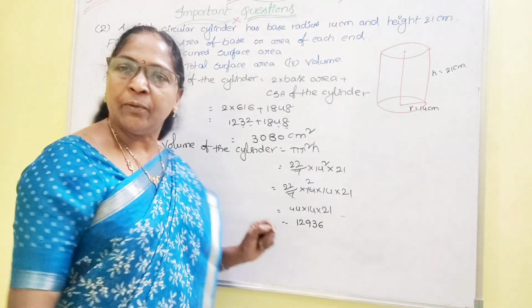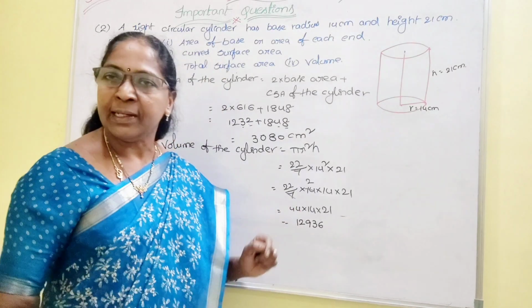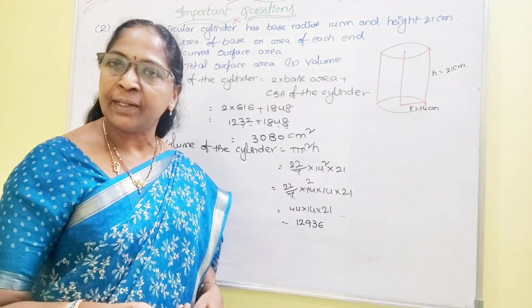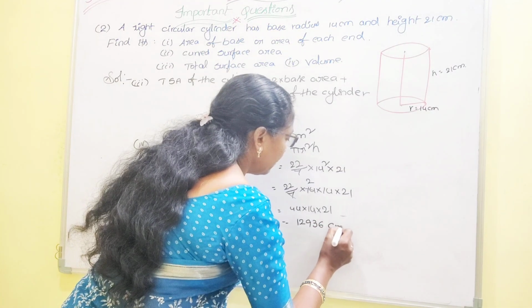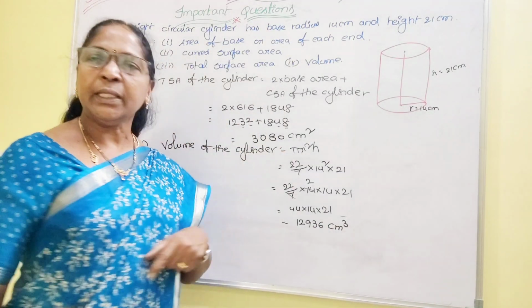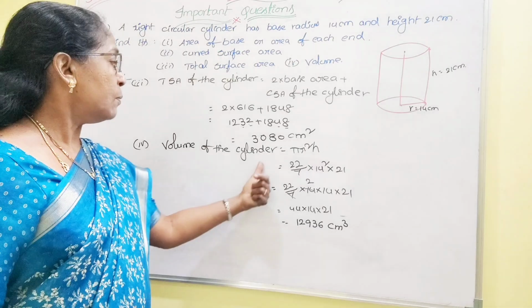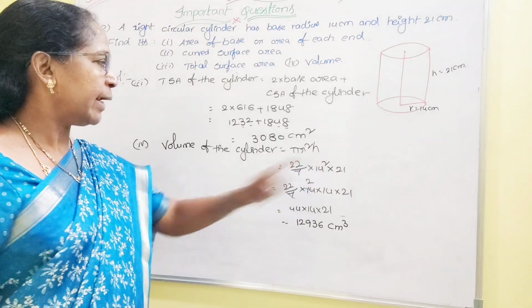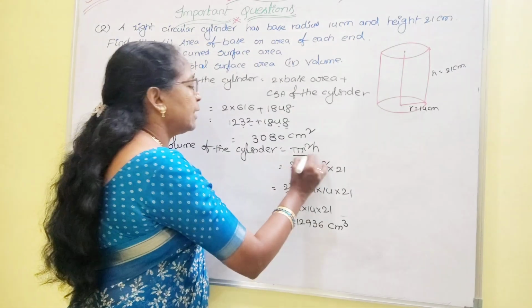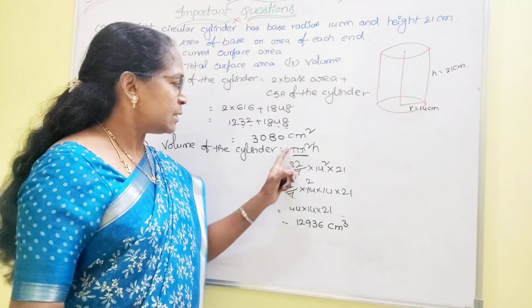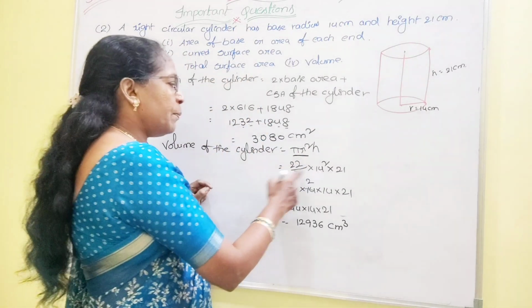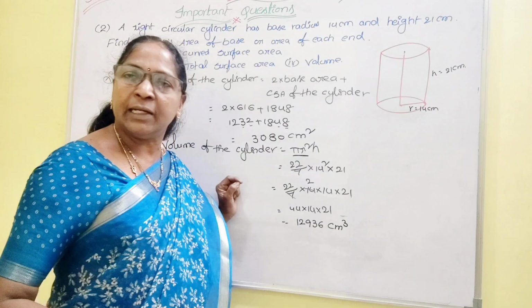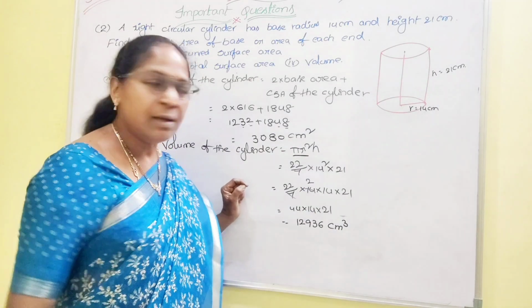This volume equals, volume units are cubic units, area units are square units, and volume units are cubic units, so that equals centimeter cube. Here one thing you can remember: volume of the cylinder equals pi r square h, where pi r square is nothing but the base area. Here we already found that value, which equals 616. So base area into height, that is 21, like that also you can find out.